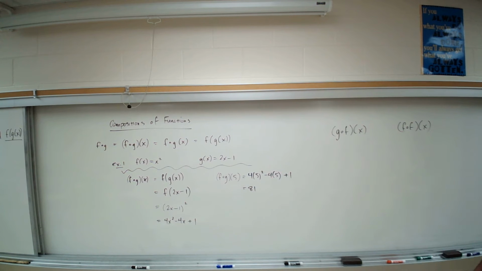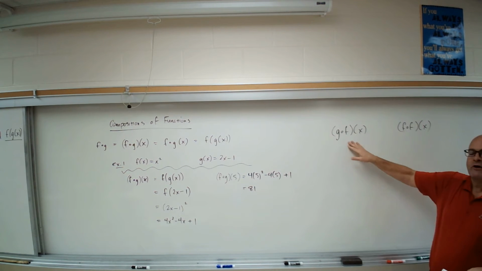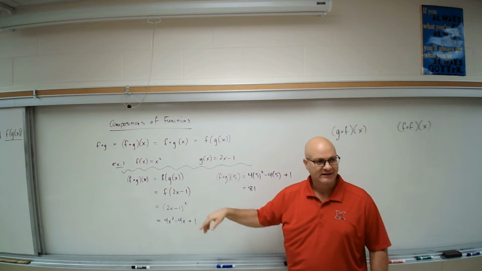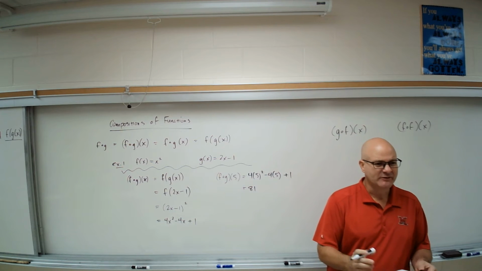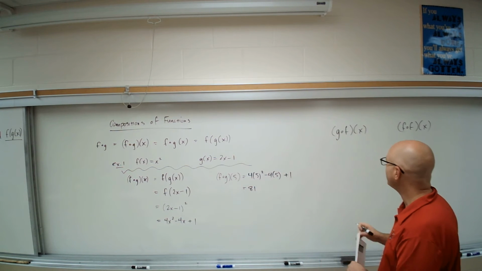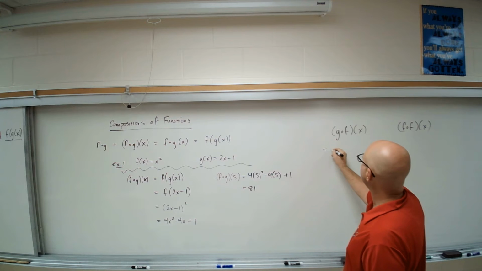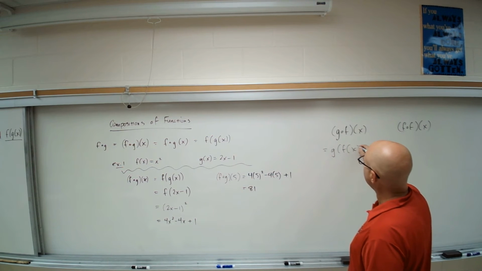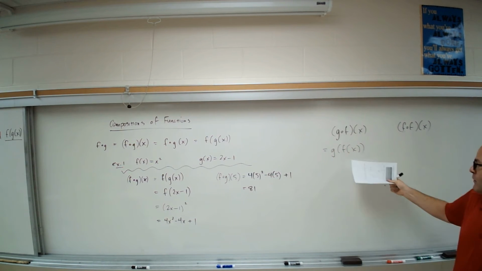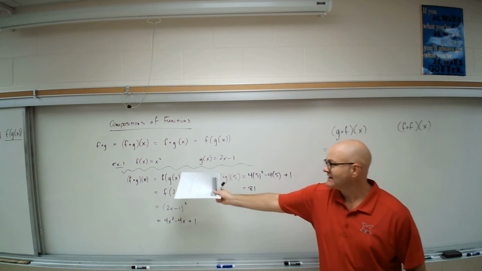Okay, so for g of f of x, this is normally going to be different than f of g of x. It's kind of a special case if they're the same. We'll see some of those. But so again, this is equivalent to g of f of x. So again, I'm going to remove f of x, and I'm going to replace it with x squared.